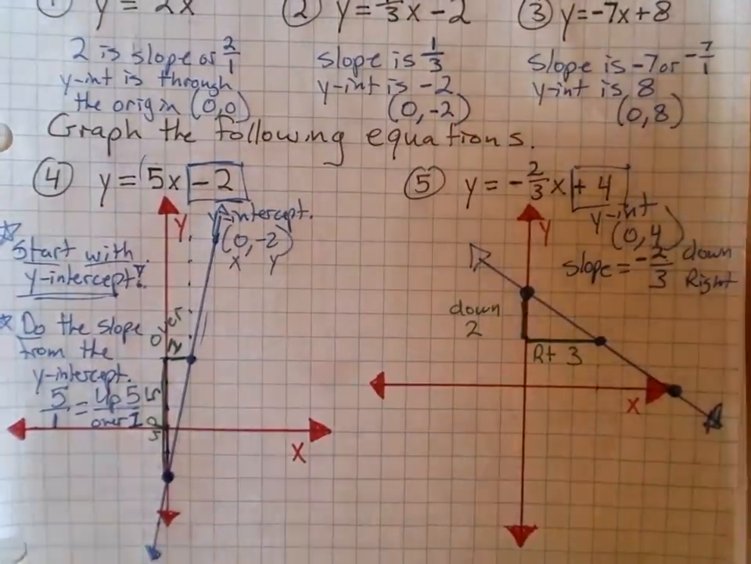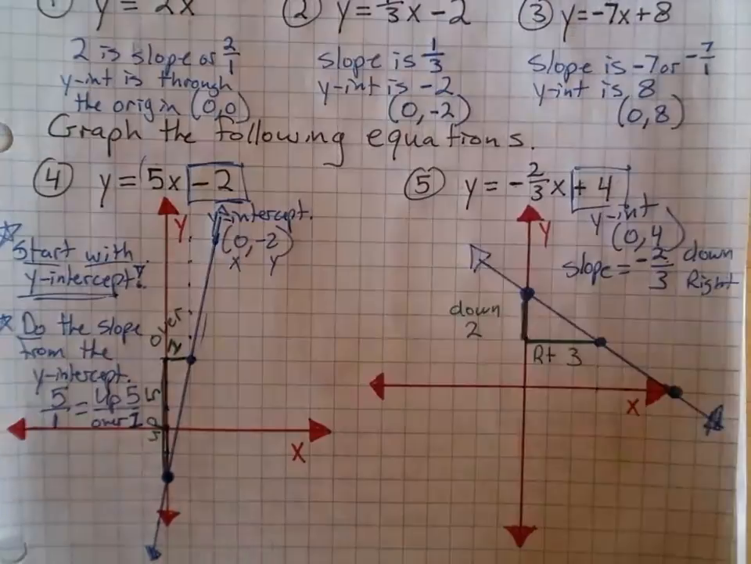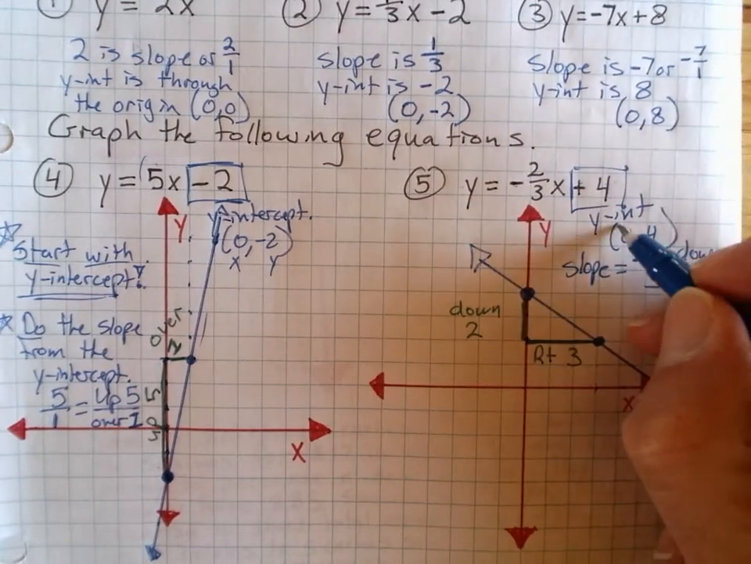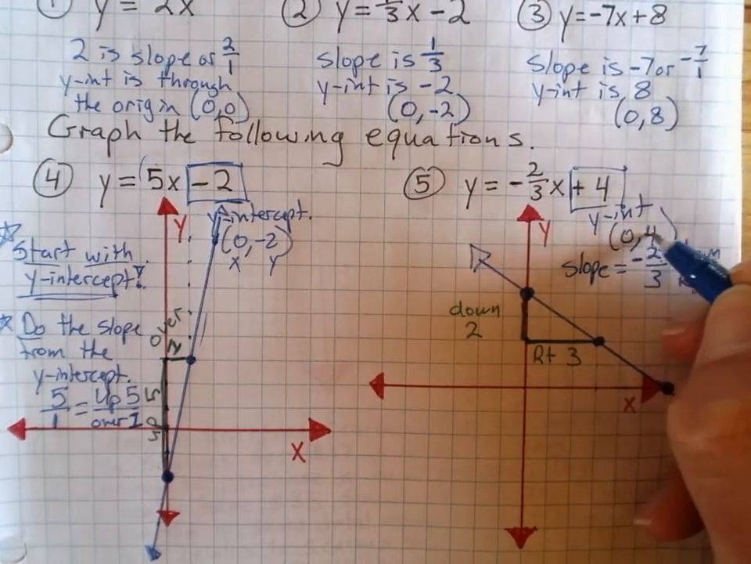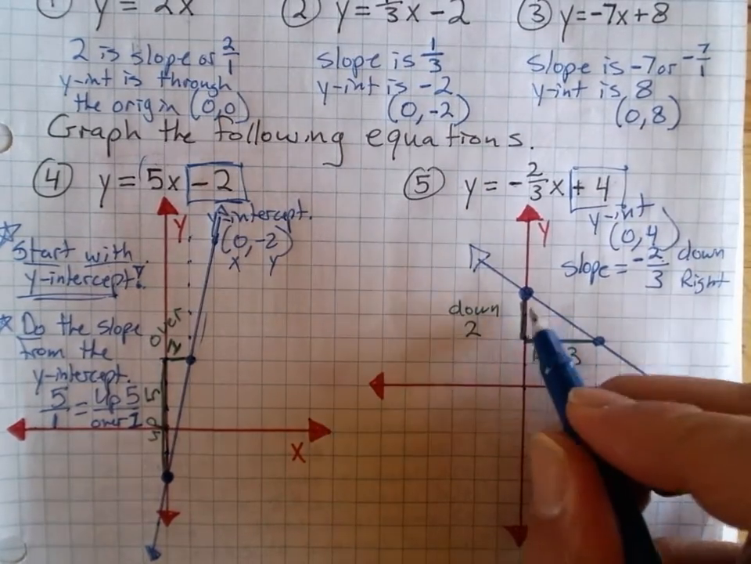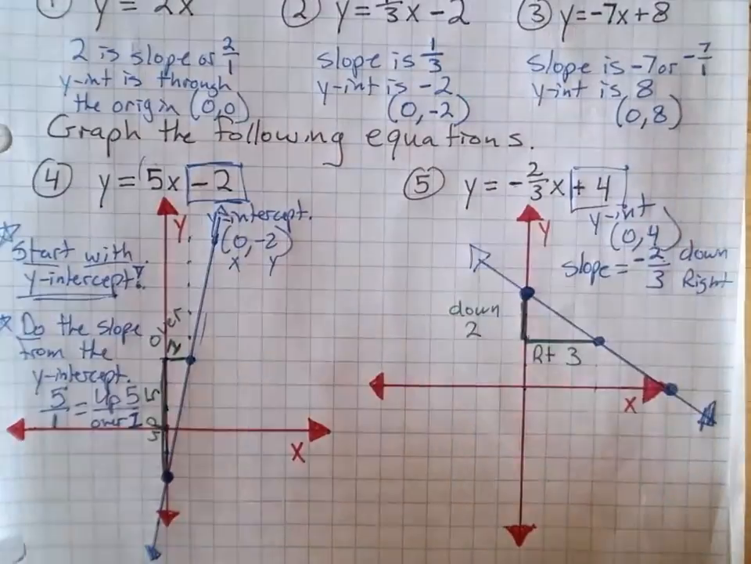So second example, again, always start with the y-intercept. Y-intercept here is +4, which means it's at 0, 4. So, okay, 0, up 4. 1, 2, 3, 4. Boom, you make your point.